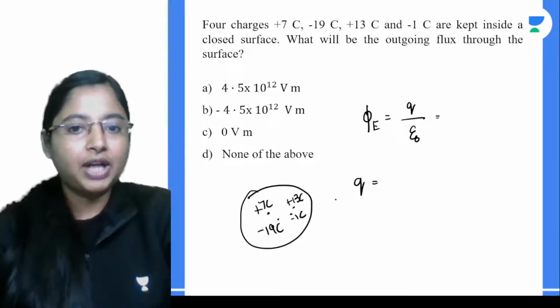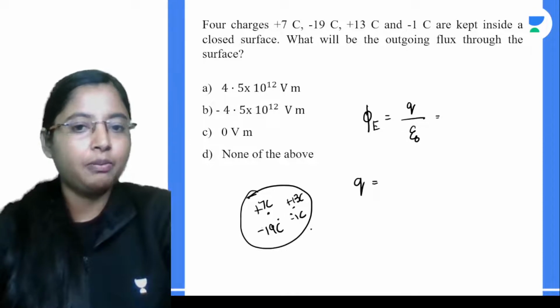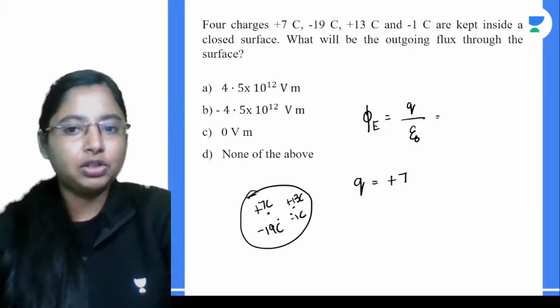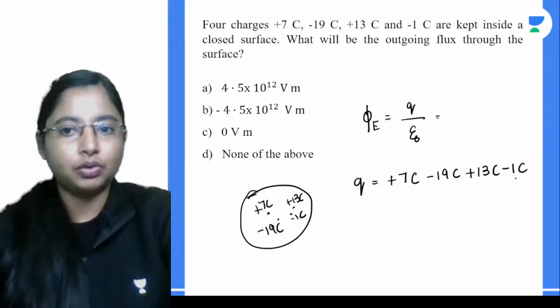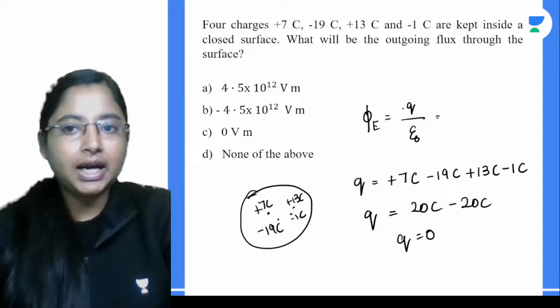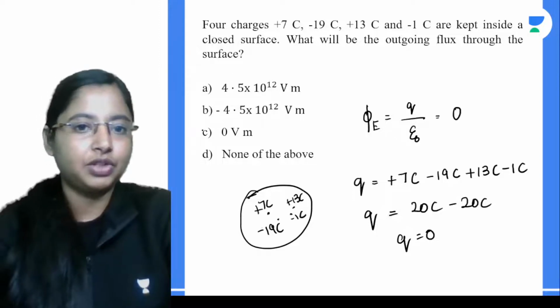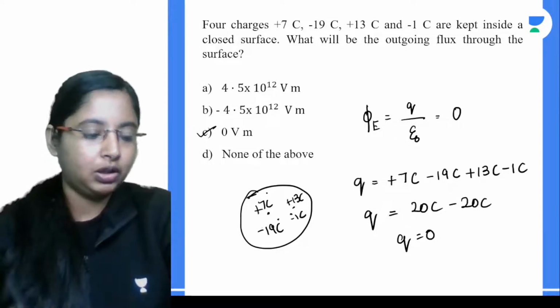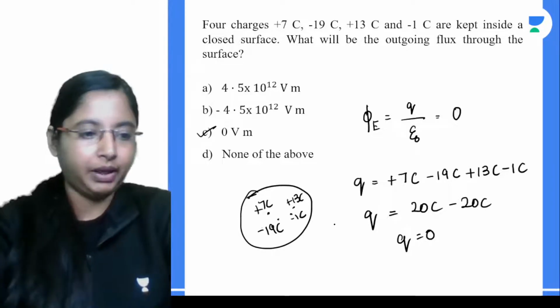Charge has an additive nature, so the total charge enclosed by the surface will be the sum of all these charges. So we have plus 7 coulomb, minus 19 coulombs, plus 13 coulombs and minus 1 coulomb. 7 plus 13 is 20 coulombs, minus 19 minus 1 is minus 20 coulombs. So the total charge becomes 0. If the total charge becomes 0, the flux through this particular closed surface ends up becoming 0.